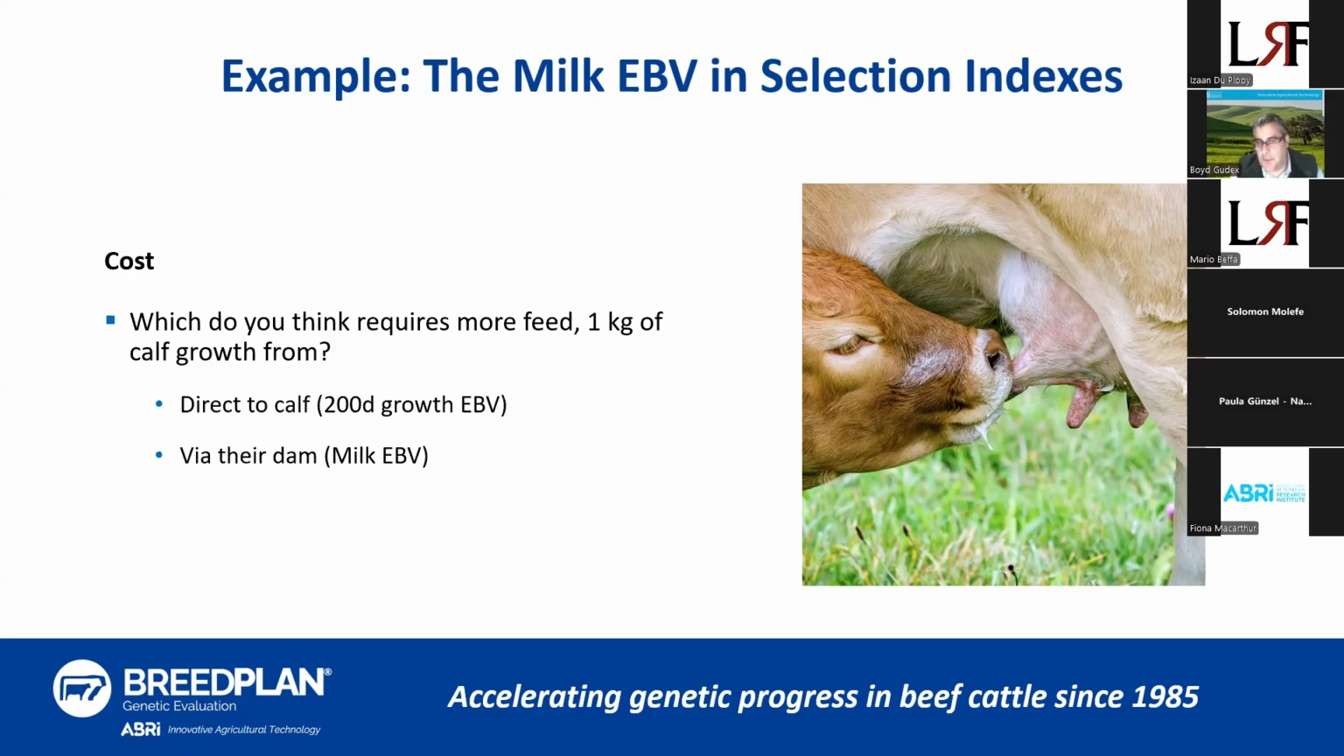To me, it's quite simple. One has a middleman, one is direct. And the moment you have a middleman involved, or in this case, the middle cow involved, you've got to factor in her inefficiencies as well. And therefore, achieving 1 kilo growth from the milk EBV is going to cost you more nutritionally than it will cost you direct to calf. So if you had a preference on selecting 1 kilo more 200-day weight or 1 kilo more milk EBV, on that basis, I'd certainly go with the 200-day weight EBV.